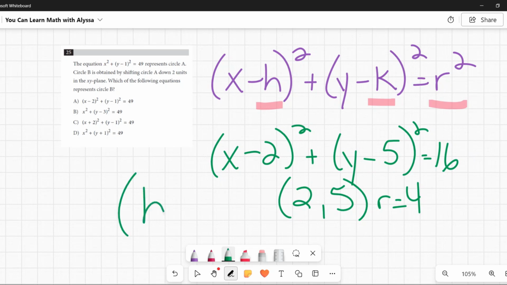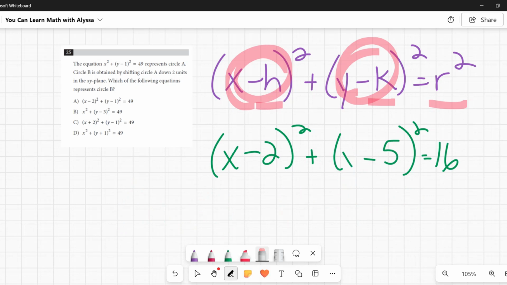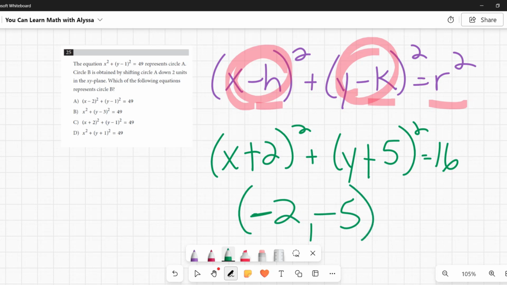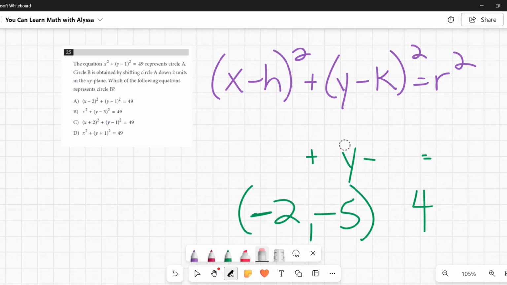Because the center is always (h, k), and note this is minus h and minus k, so negative 2 becomes positive 2, negative 5 becomes positive 5. That's the only sort of thing in here you've got to keep your eye open for. If this was plus, then it would be negative 2, negative 5 for the center, and still the radius would be 4, the square root of 16. Okay, so with that in mind, let's look at what they've given us.